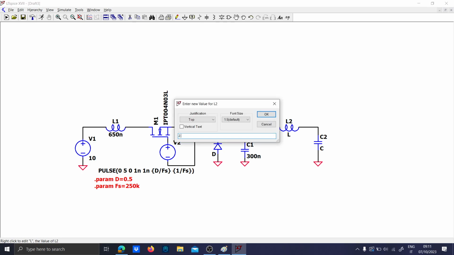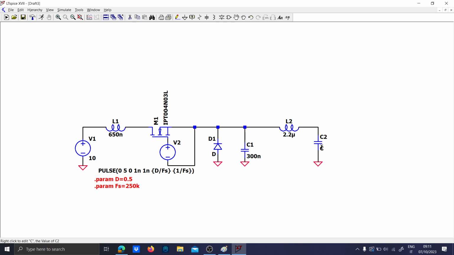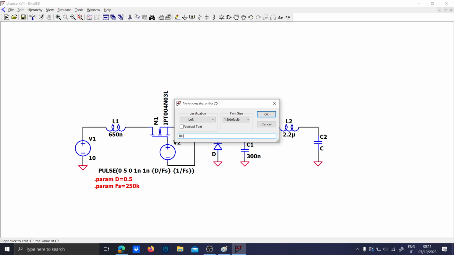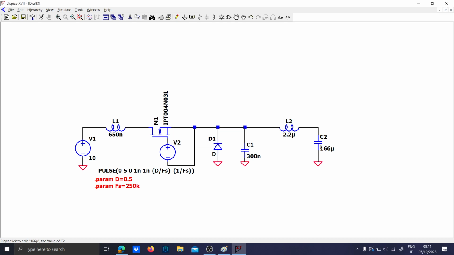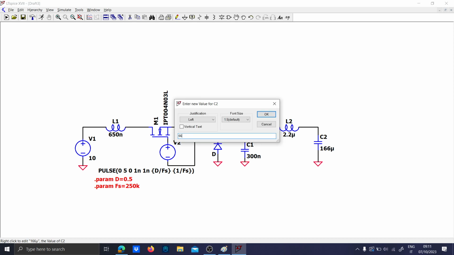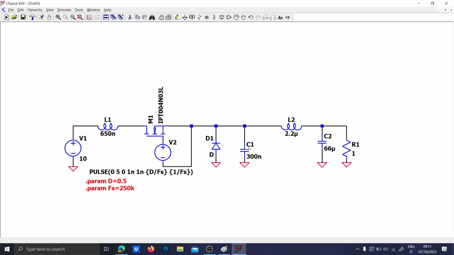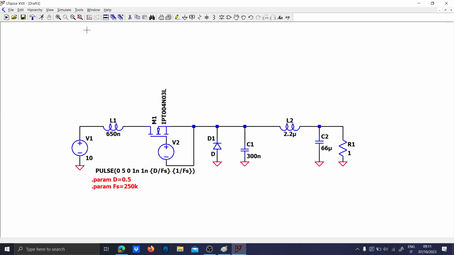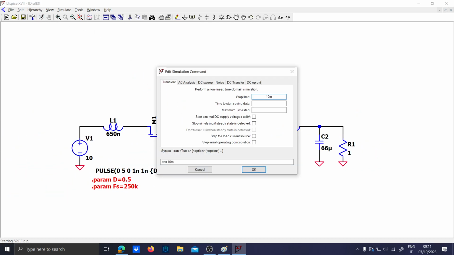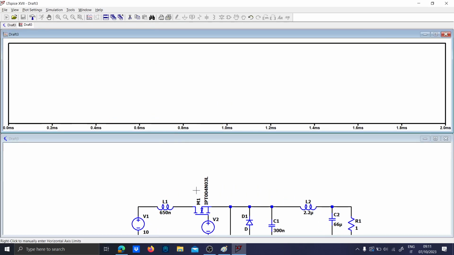Which is 2.2 micro and 10 micro, 66 micro, with a load of 1 ohm. Now let's run the simulation for 10 milliseconds and let's see what happens.